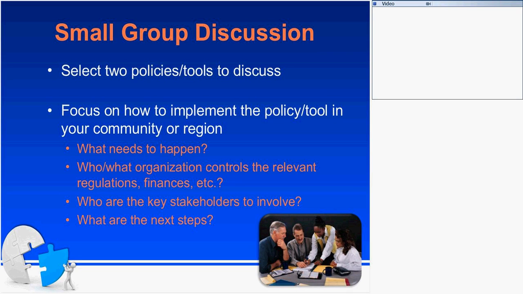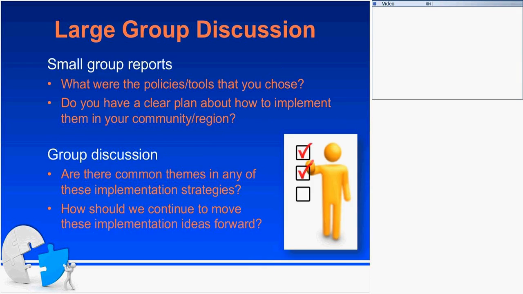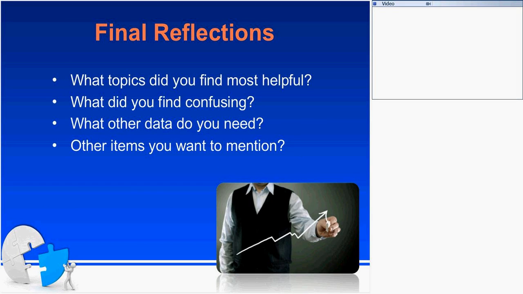where the groups each pick 2 policies or tools that they learned about during the course of the training, and then have a discussion about how they could implement those in their community or region. So what needs to happen, who needs to be at the table, and what are some key next steps. So this just tries to wrap things up and bring them down to an implementable level. And final reflections, and then that's it.